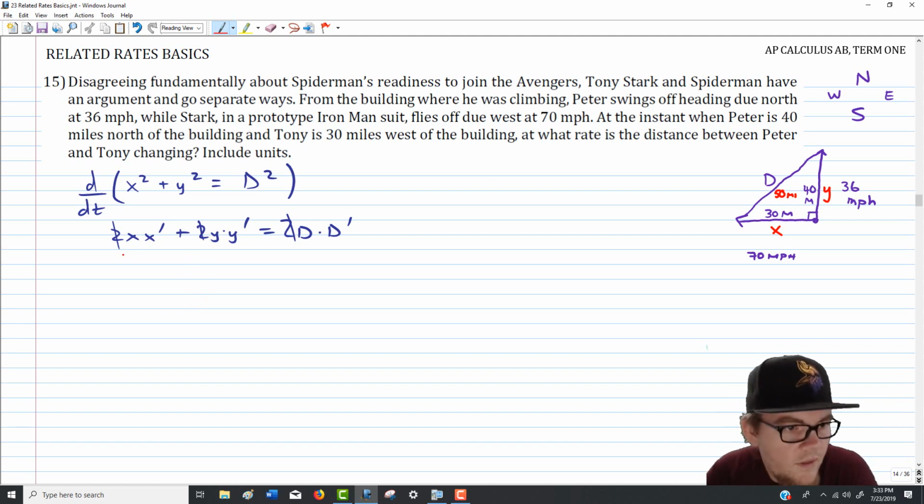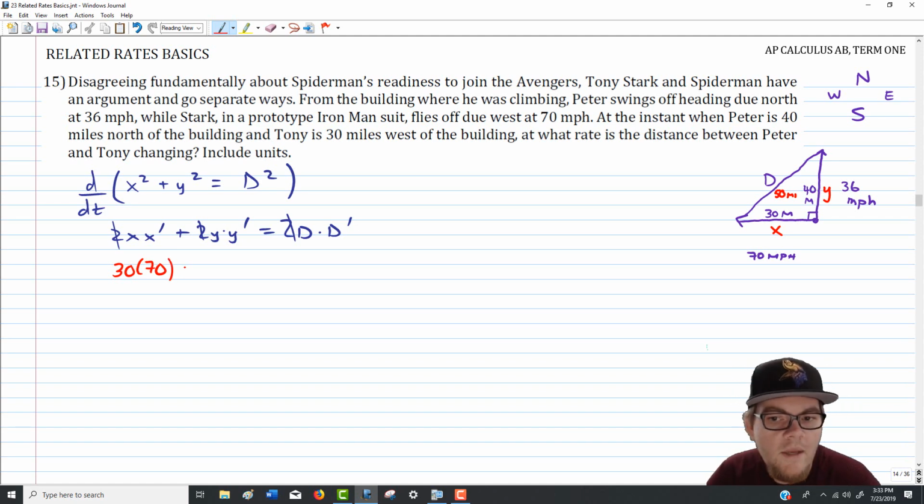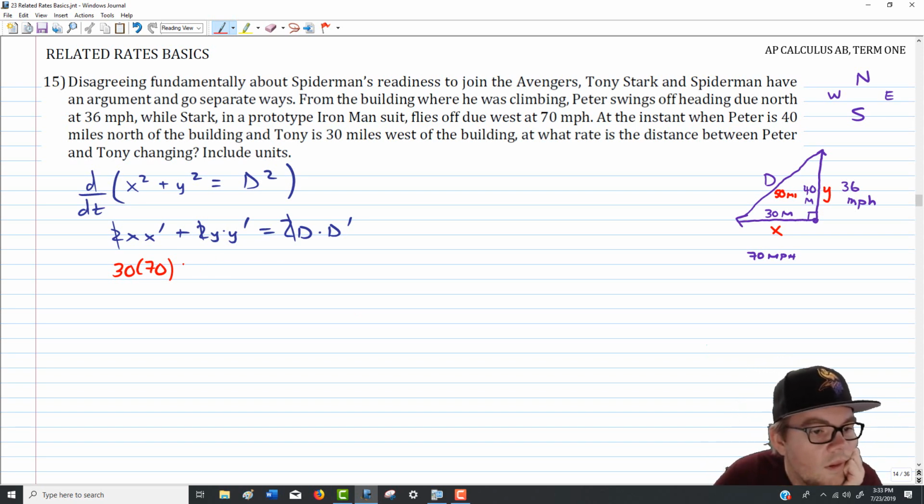So for x, we know that that's 30 miles, and we know Tony was traveling at 70 miles per hour. So that makes sense. And his distance is getting bigger, by the way. So we don't want to call it negative, even though it's moving in what we might normally call a negative direction. Since it's getting longer and further from that point, we do want it to be positive.